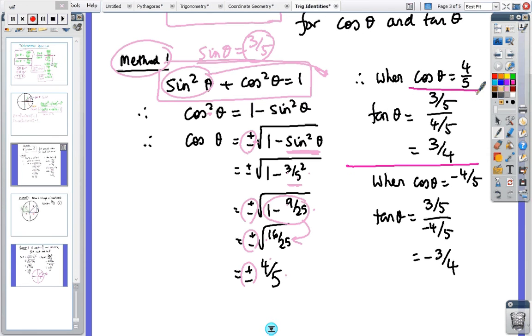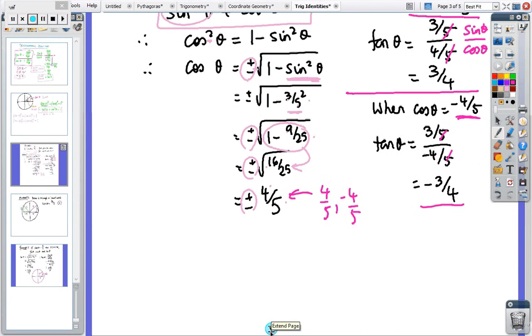So when cos is the positive, tan is the sine over the cos. So tan is sine over cos. So we have 3/5 over 4/5. The 5's just cancel out. So you end up with 3/4. But when you had the negative 4/5, the other answer, because there's two answers, there's positive 4/5 and there's minus 4/5 for cos, when you do the calculation again, the 5's cancel out, so you end up with negative 3/4.